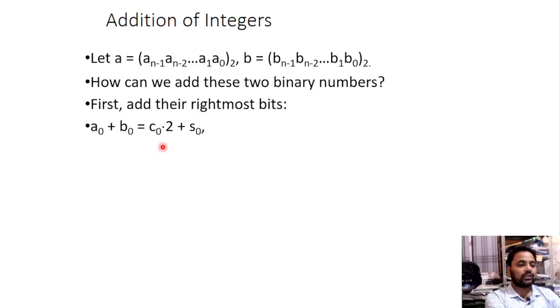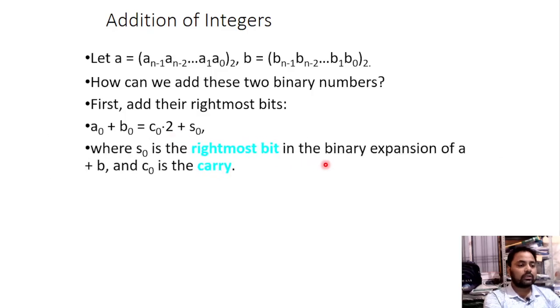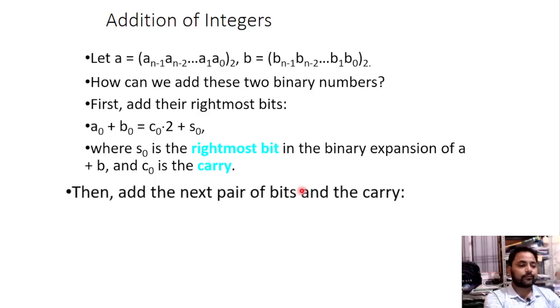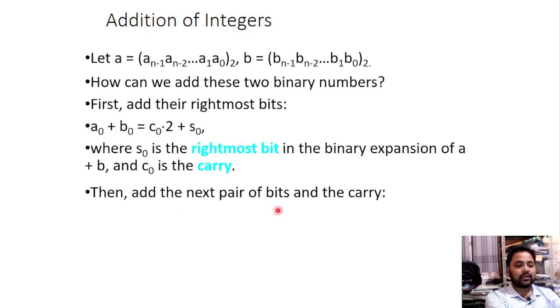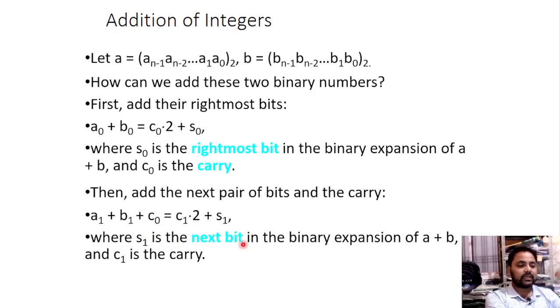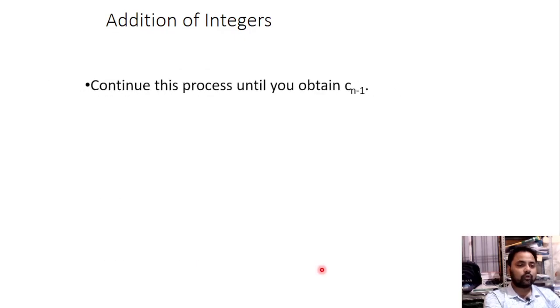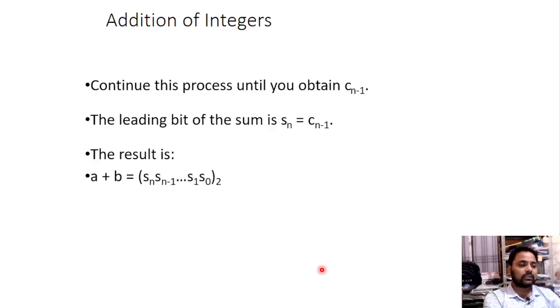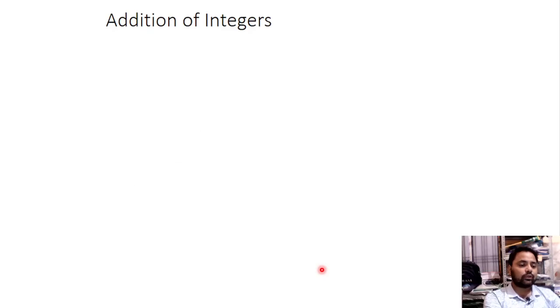a_0 plus b_0 is equal to c_0 times 2 plus s_0, where s_0 is the rightmost bit in the binary expansion of a plus b and c_0 is the carry. Then add the next pair of bits and the carry: a_1 plus b_1 plus c_0 is equal to c_1 times 2 plus s_1, where s_1 is the next bit in the binary expansion of a plus b and c_1 is the carry. Continue this process until you obtain c_(n-1). The leading bit of the sum is s_n equals c_(n-1). The result is a plus b equals s_n, s_(n-1), ..., s_1, s_0 to the base 2.